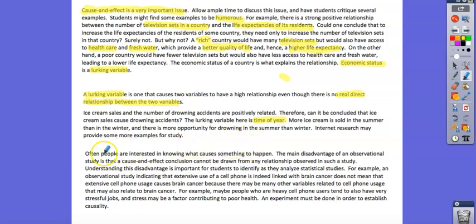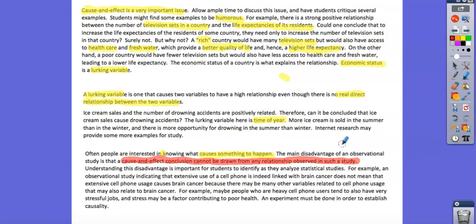The other thing that's really important: people are very interested in knowing what causes something to happen. The main disadvantage of an observational study, and if this is the one thing I want you to get out of this, is that cause and effect conclusions cannot be drawn from any relationships observed in such a study. Period. Whether you like it or not, you cannot talk about cause and effect.